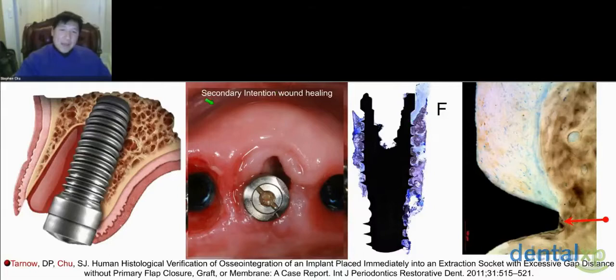Again, the key element is secondary intention wound healing, and again, you can clearly see here that the fact that you put a piece of titanium here doesn't compromise or change the biology and physiology of wound healing around and in this socket. Again, epithelium cannot migrate faster than the underlying tissue. Once the underlying tissue has adapted to the implant surface, it's genetically predetermined to form new bone around that implant.